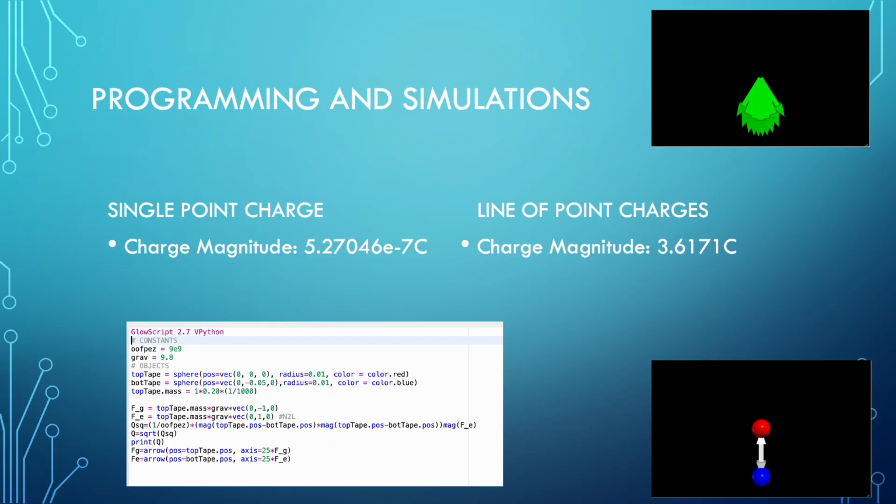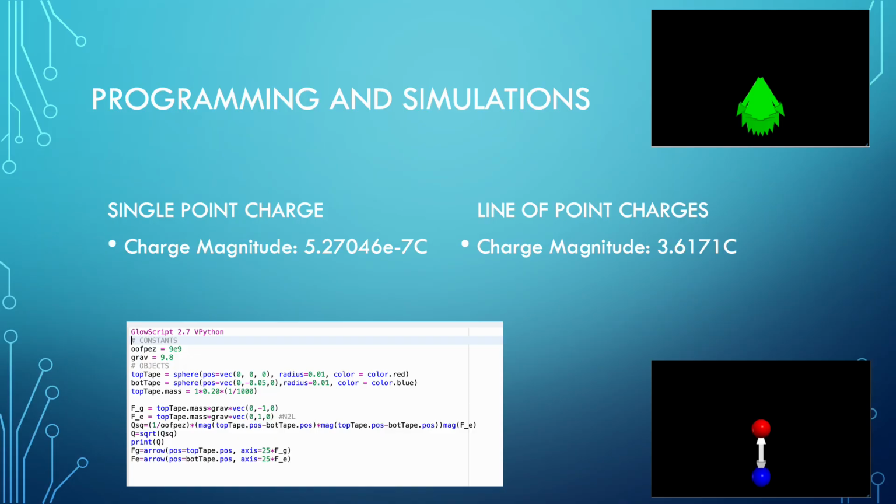Moving right into those, you can see the two simulations. We had two, of course, which are the single point charge, where we consider each piece of tape to be one point charge, and the line of point charges. You can see at the bottom corner there, we have the GlowScript model that came about from that. And at the top, we have a slightly bugged GlowScript model from the line of point charges simulation.